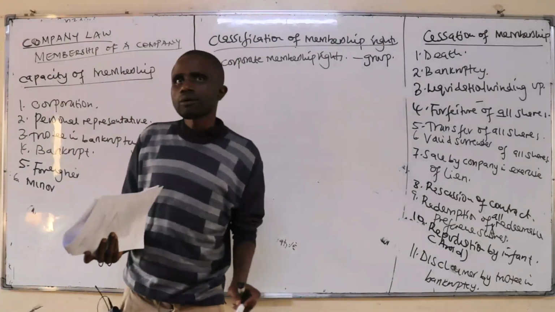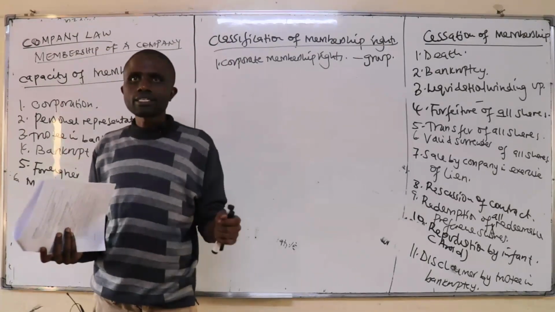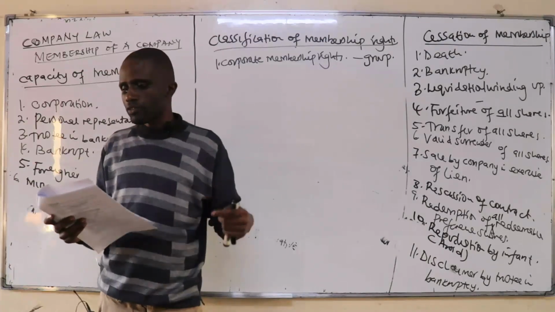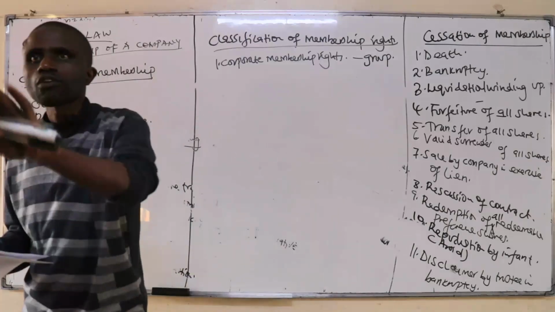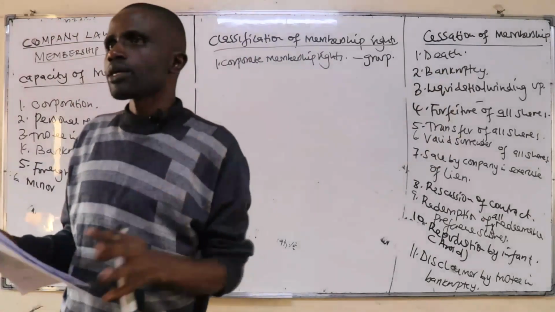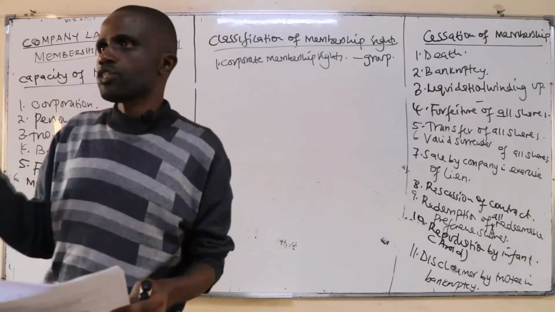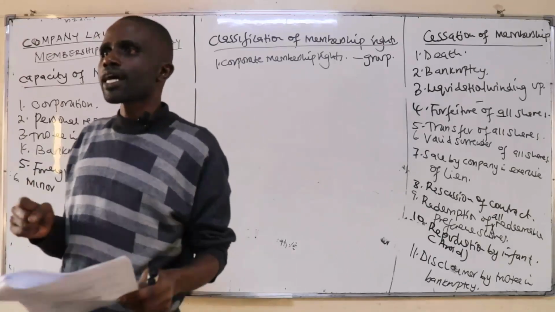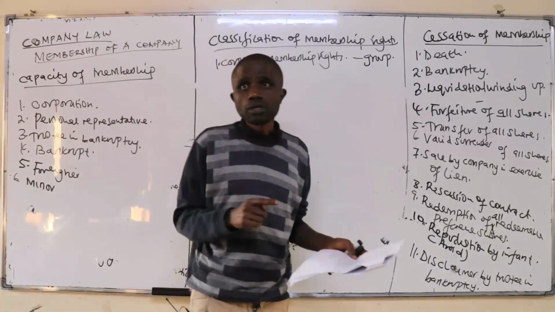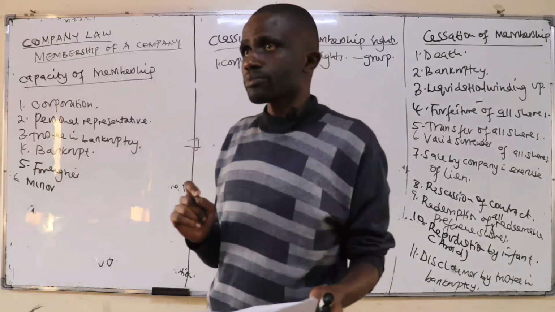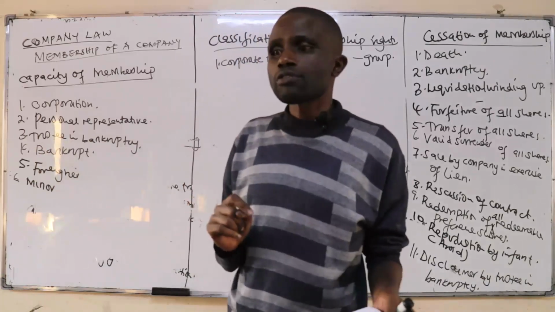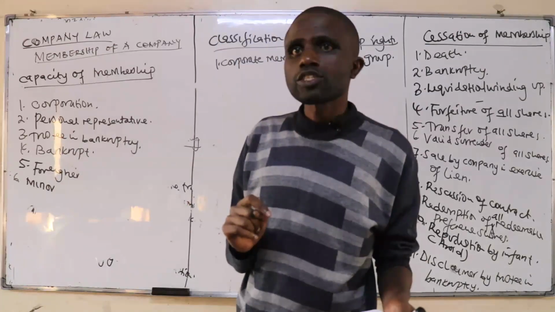For instance, what did we say about alteration of the object clause, or the memorandum of association? Anything to do with the memorandum of association, say you want to change the name of the company, can you change it as an individual? You must pass a special resolution. Who can give me the process of alteration of the memorandum of association, the first step?